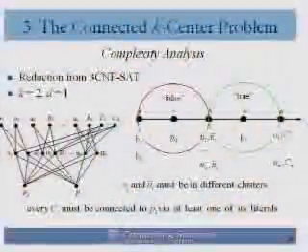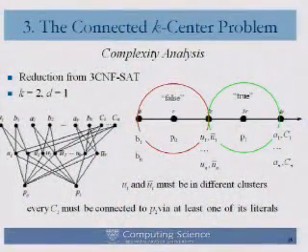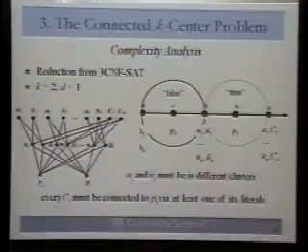In order to reduce the CKC problem from the SAT problem, we need to consider a decision version of the connected K-center problem, where instead of optimizing the radius, we ask whether for a certain radius R, there are K centers such that all nodes can be assigned in a connected manner within radius R to one of the K cluster centers. So this is the decision version, the equivalent version of the connected K-center problem. Now let's briefly illustrate the idea of the reduction.